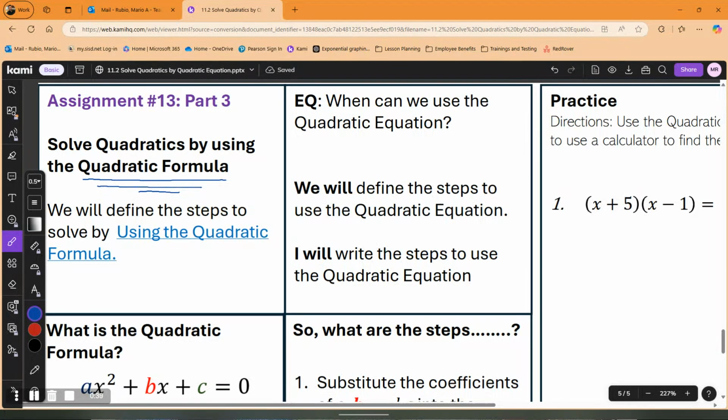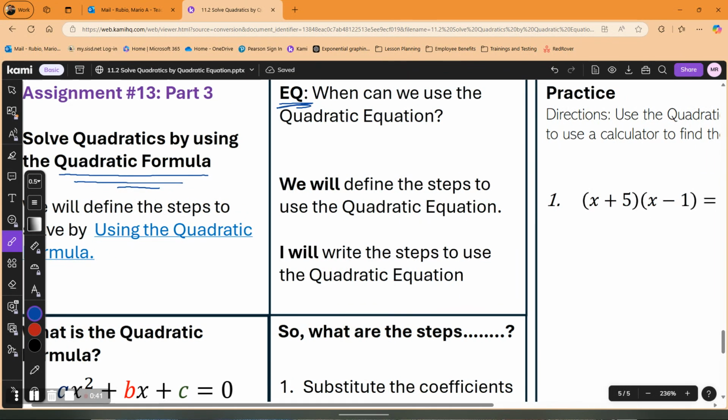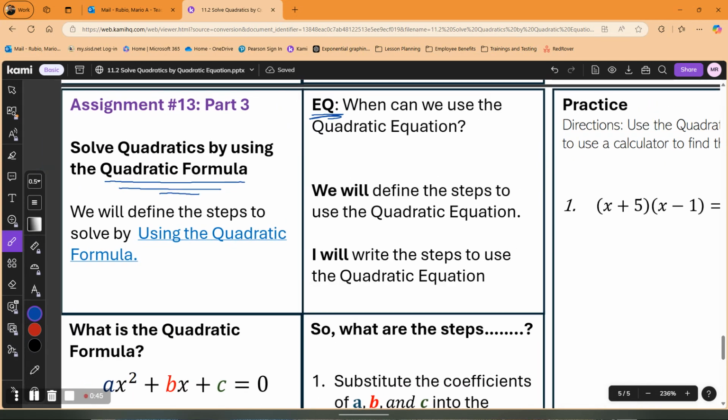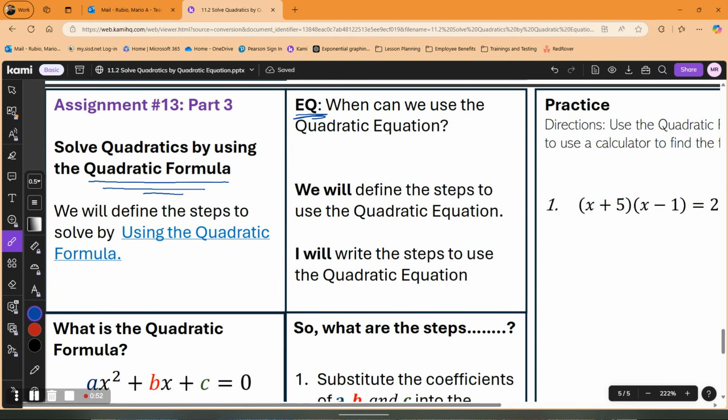What you should be asking yourself as we go through these slides is, when can we use the quadratic formula? What's the right time to use completing the square, which we learned on Friday? And when's the best time to use factoring, which we learned right when we came back from Christmas break?